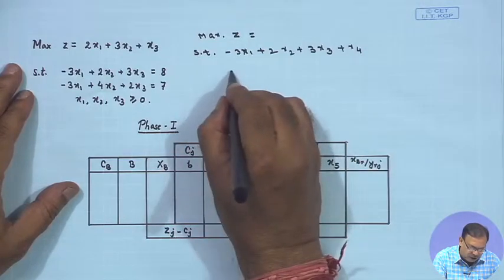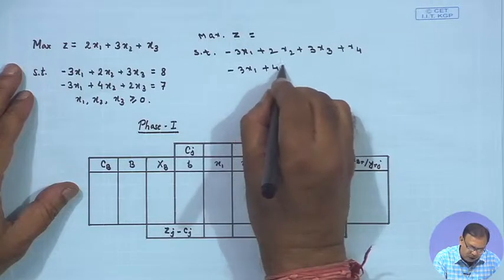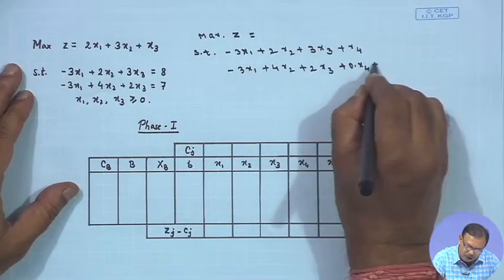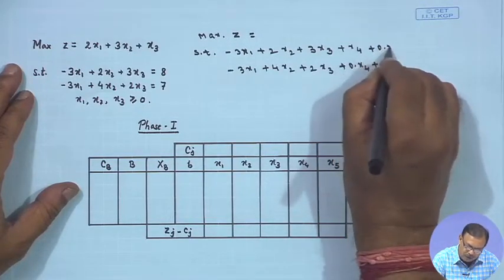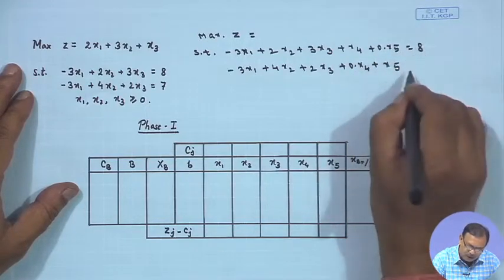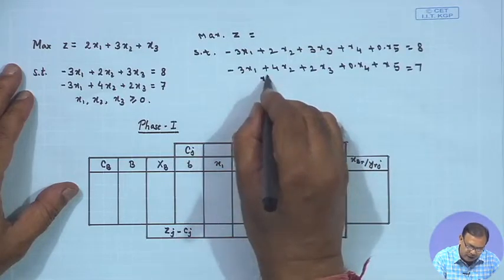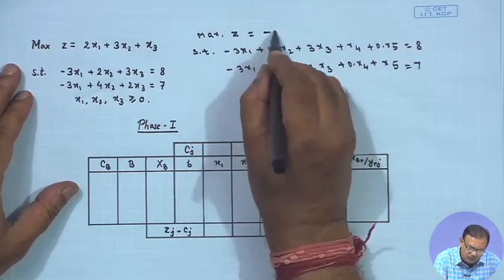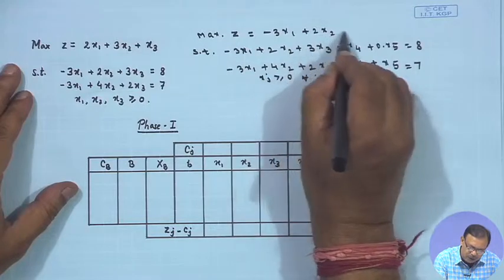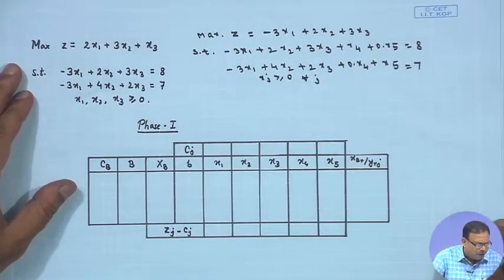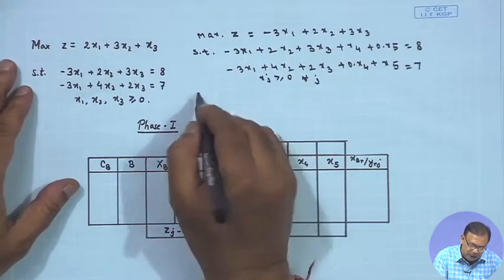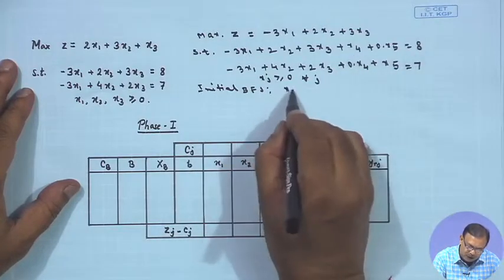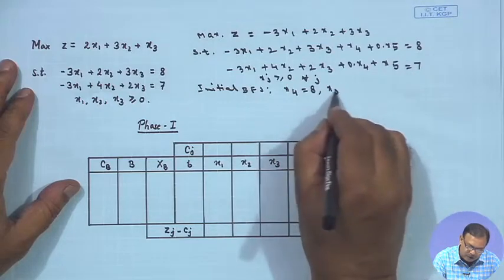and for the second one minus 3 x 1 plus 4 x 2 plus 2 x 3. Here it will be 0 into x 4 plus x 5, the artificial variable. So, for this case 0 into x 5, this equals 8, this equals 7, x j greater than or equal to 0 for all j, and maximize z equals minus 3 x 1 plus 2 x 2 plus 3 x 3. So, for this case, please note this one, the initial BFS is x 4 equals 8 and x 5 equals 7.